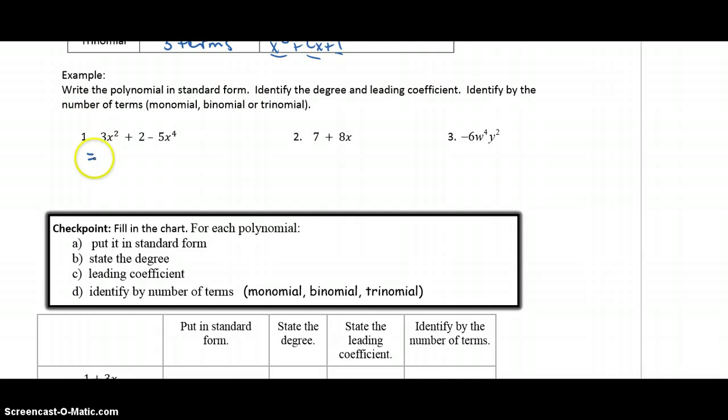So first of all, standard form. I would write the negative 5x to the 4th first because that has the highest exponent, then 3x squared second, and then the 2 last.